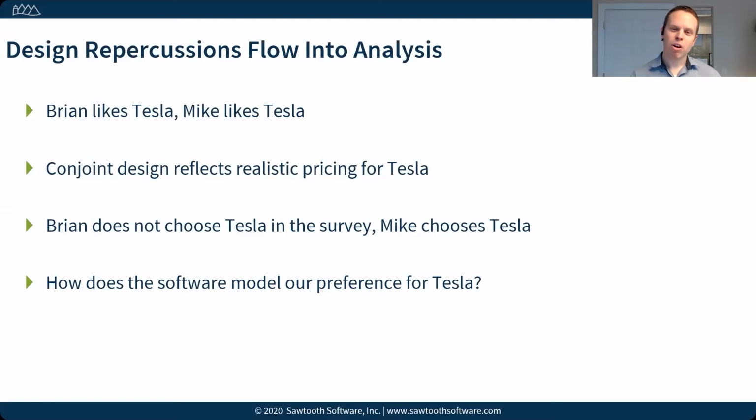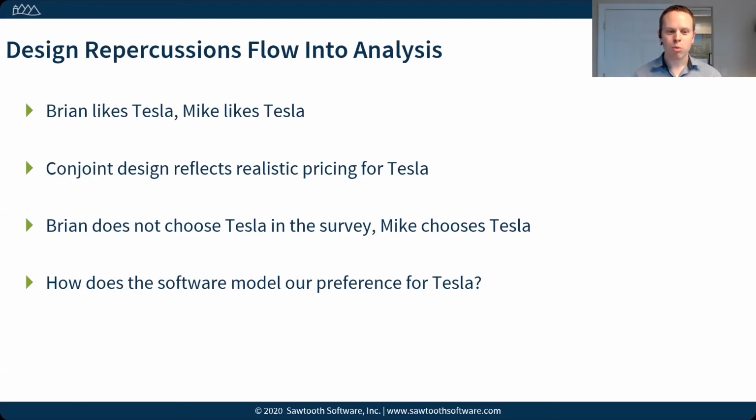So if we're starting off at that point, Brian likes Tesla, my brother Mike likes Tesla, we probably have pretty similar preference structures on the brands of the cars that we're dealing with. But if you put us both through a conjoint design that reflects realistic pricing for Teslas, sadly to say, I am not going to be purchasing a Tesla Model X anytime soon. However, my brother has a higher willingness to pay than I do. And so he would choose the Tesla a lot in the survey, while I would probably choose something else when I'm running through the survey.